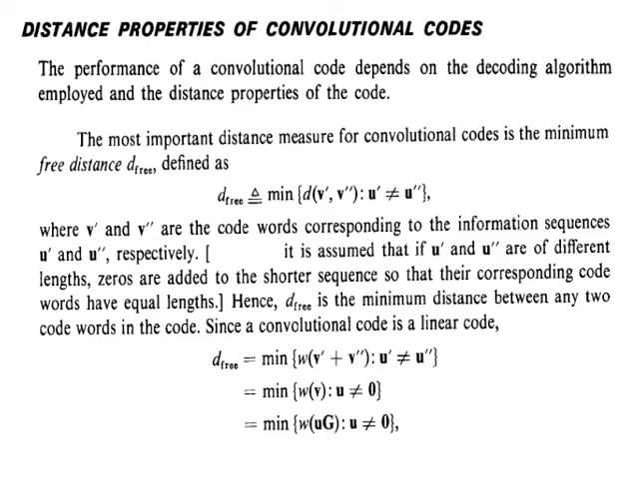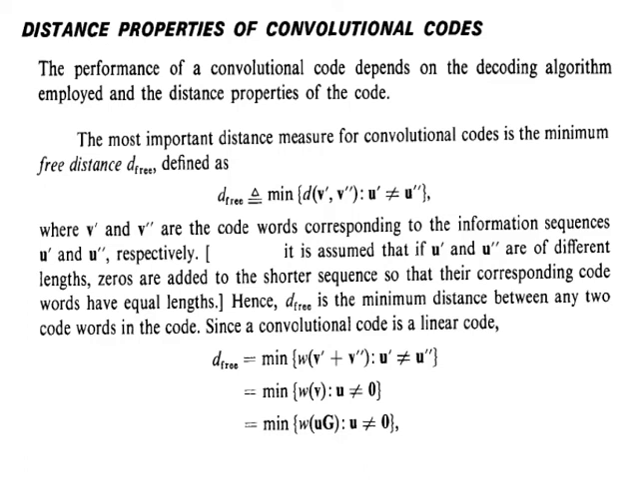Hi all, in this class we can see the distance properties of convolutional code. The performance of a convolutional code depends on the decoding algorithm and the distance properties of the code. So, the convolutional code performance always depends upon the decoding algorithm, whether it is Viterbi, whether it is sequential or any other decoding algorithm, and the distance properties of the code.